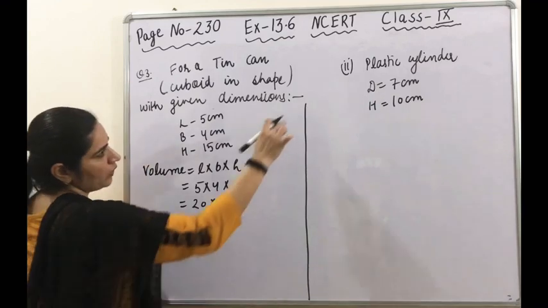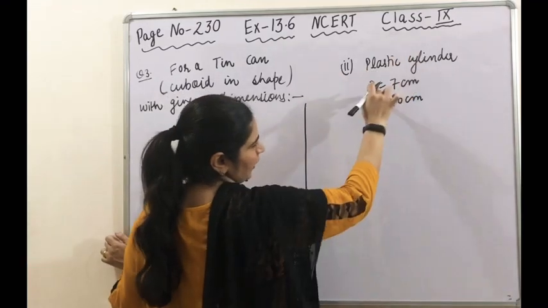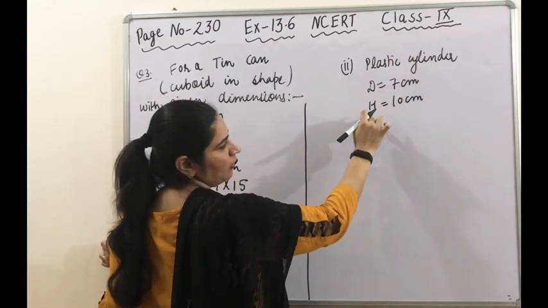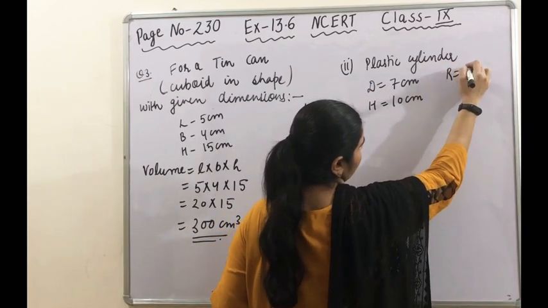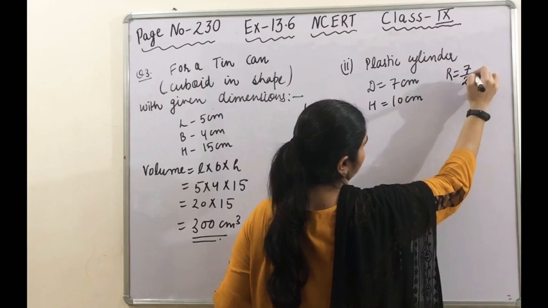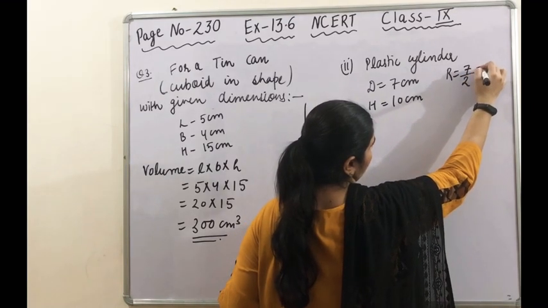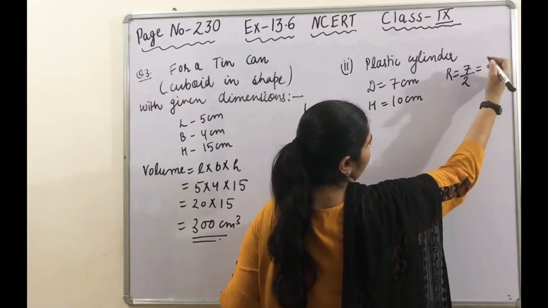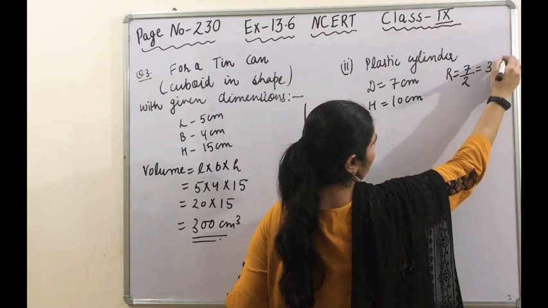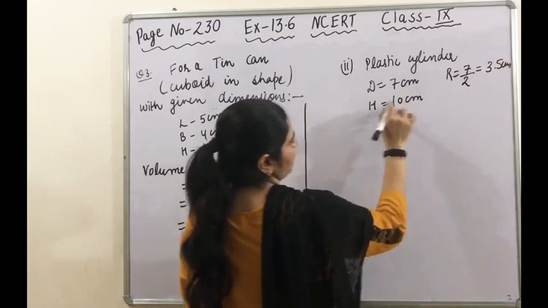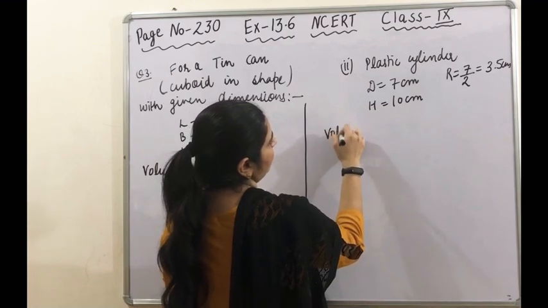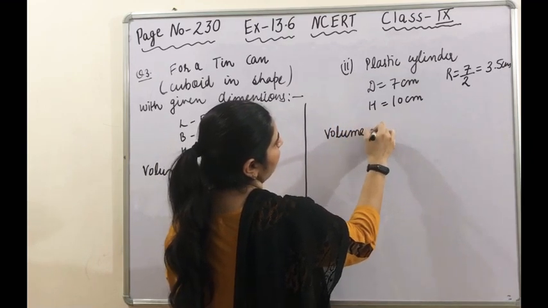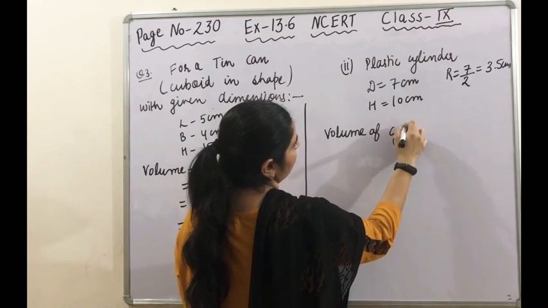For the second one, this is a plastic cylinder with the given dimensions: diameter is given, height is given. If diameter is given, we can find out the radius, which is diameter divided by 2, 7 by 2. Simply you can write 3.5 or 7 by 2, it's up to you. Height is also given. We have to find out the volume of the plastic cylinder.